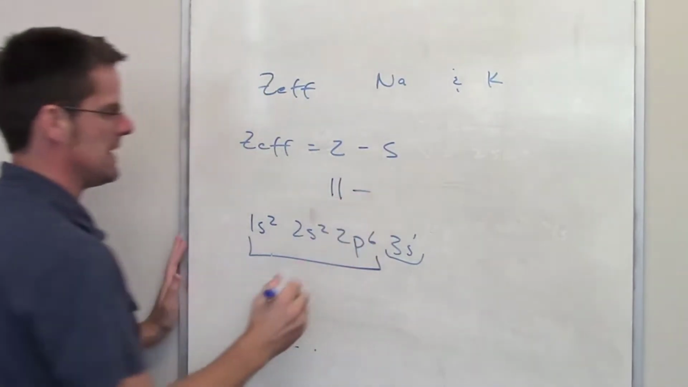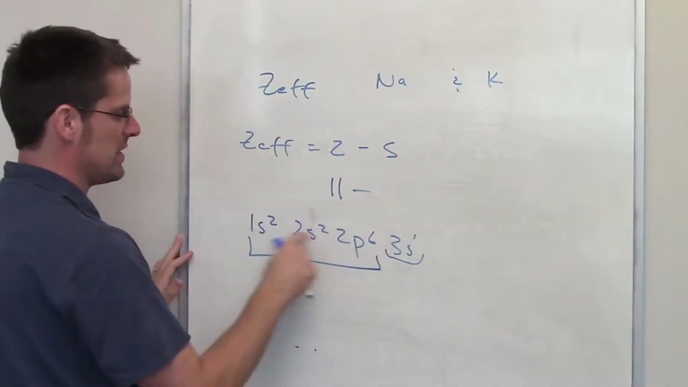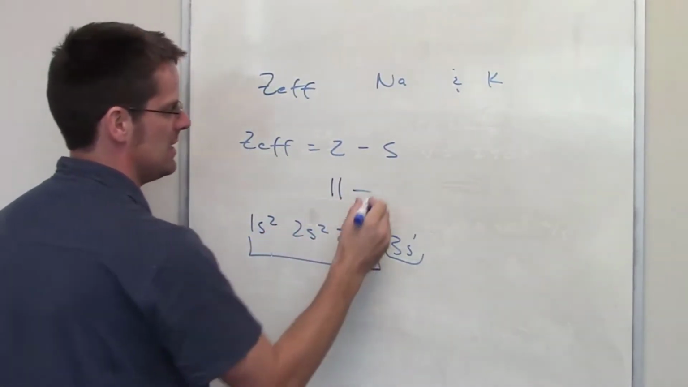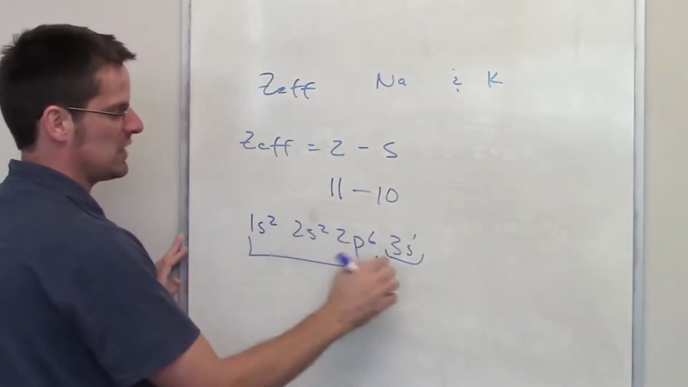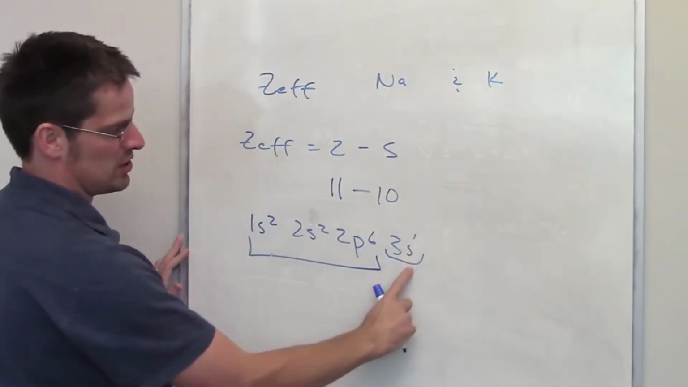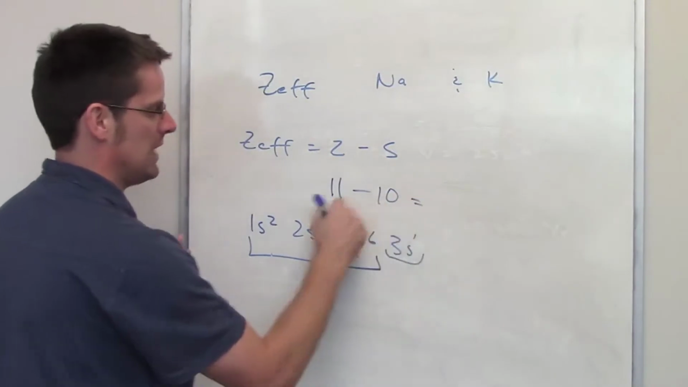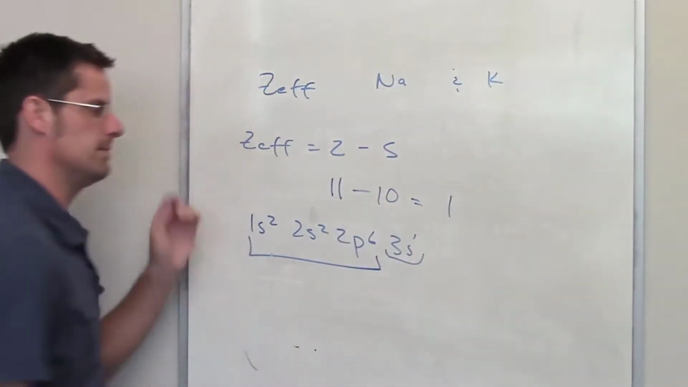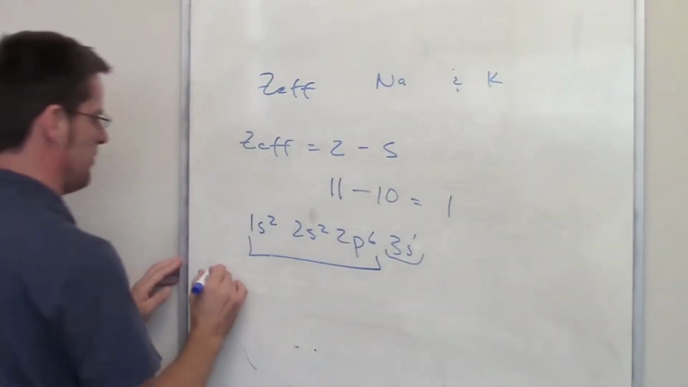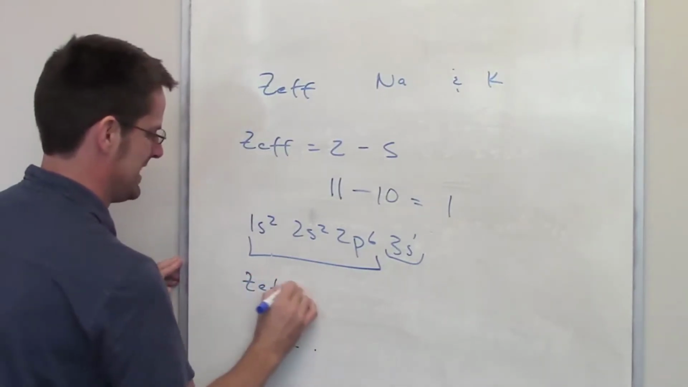So S is going to be equal to the sum total of all these electrons. 2 plus 2 plus 6 equals 10. So the Z effective felt by this outermost electron, the one out here in this 3s orbital, is equal to 11 minus 10, which is 1. Let's compare that with the Z effective felt by the outermost electron in potassium.